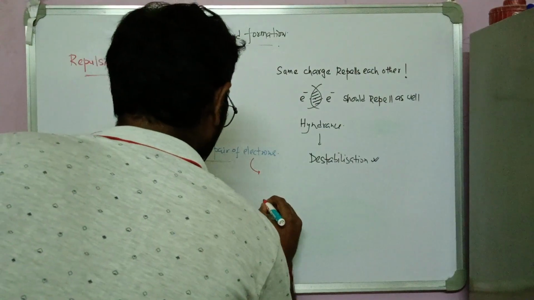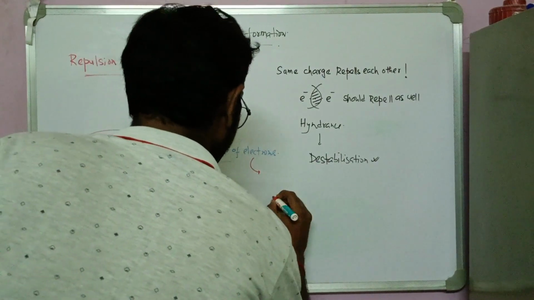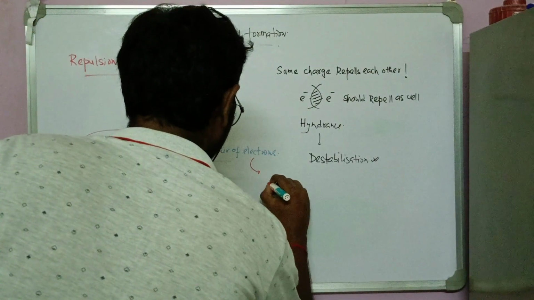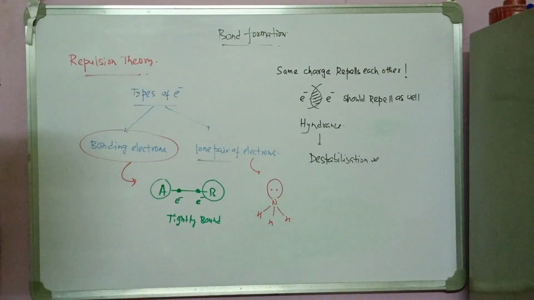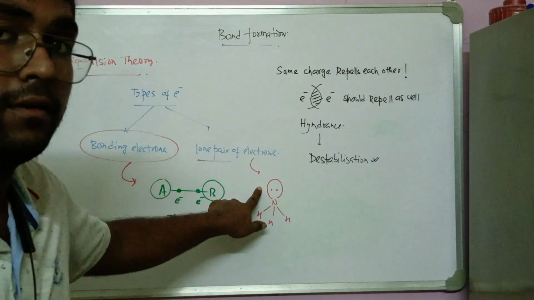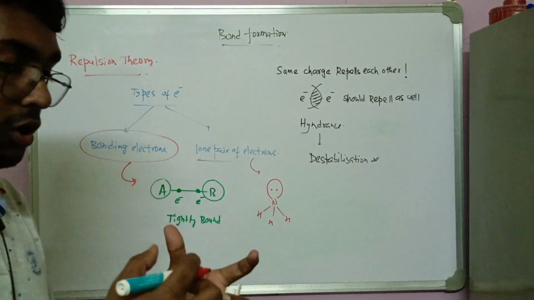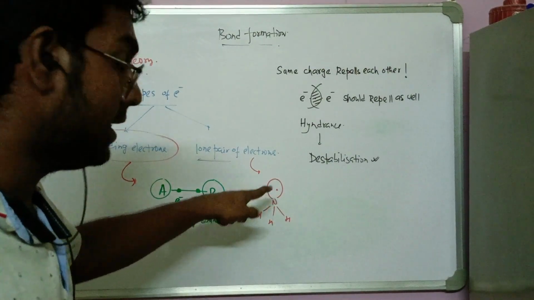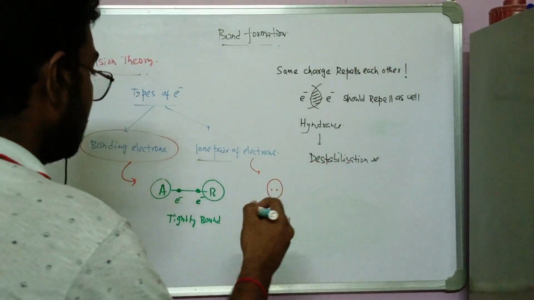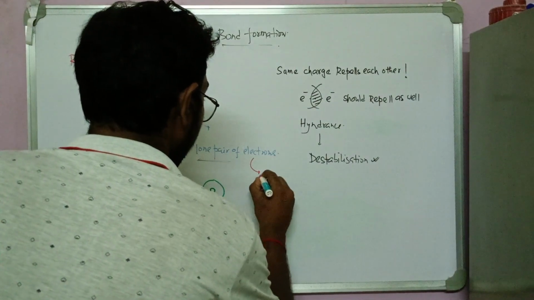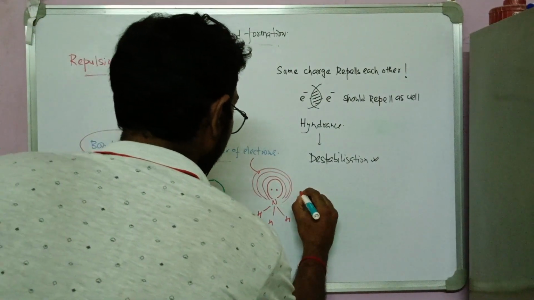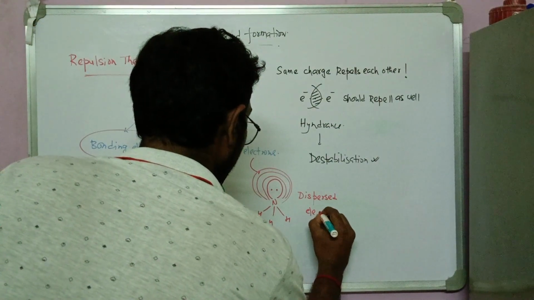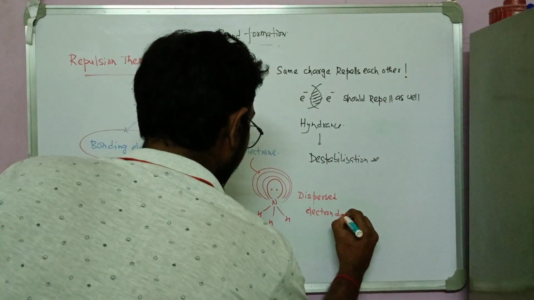And if I talk about the lone pairs, let's suppose for ammonia, this is the representation of a lone pair. The lone pair has no influence of nuclei. The bond pair is tightly held between the two nuclei, but the lone pair is free. So the electron density of the lone pair is dispersed. We can say this is the dispersed electron density.